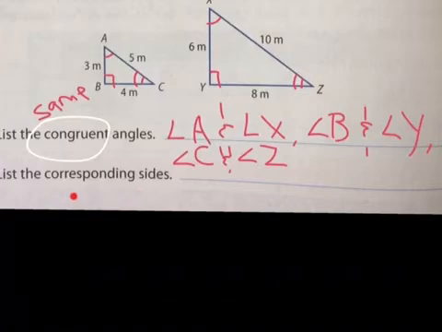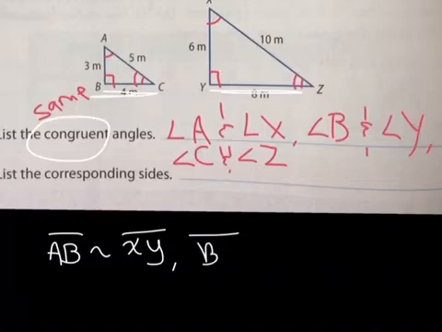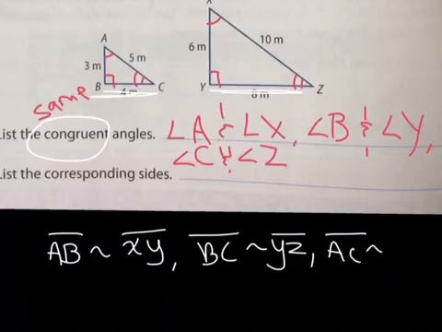Now we must list the corresponding sides. So side AB, we can write like this, line AB, and it's similar to line XY, right? And we can say that line BC right here is similar to line YZ. And line AC is similar to line XZ.